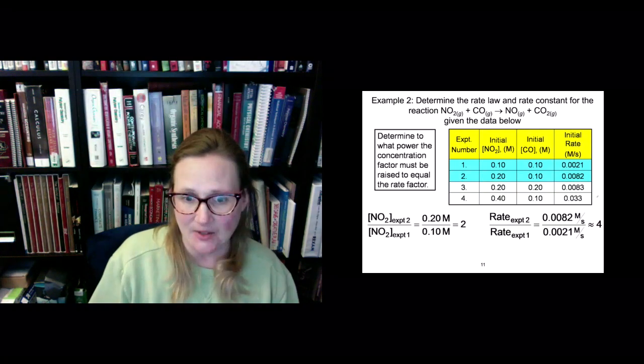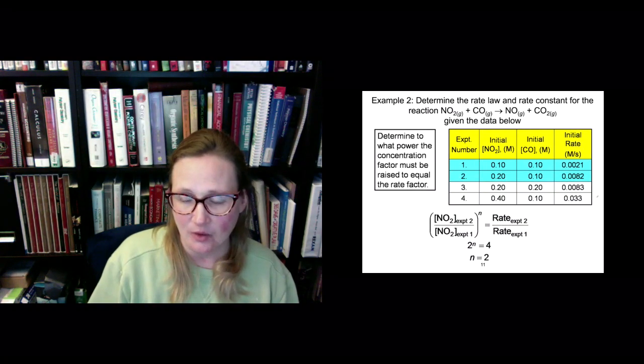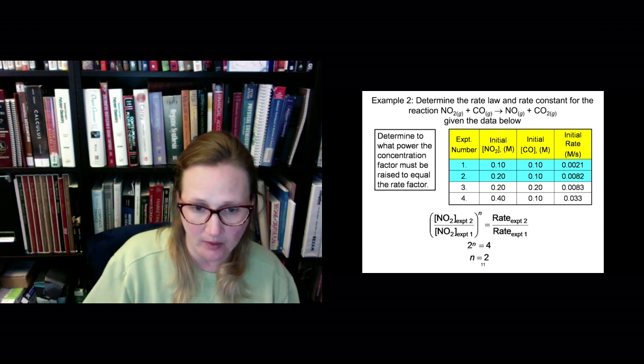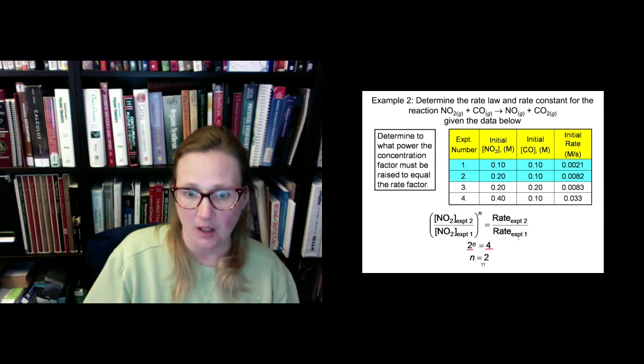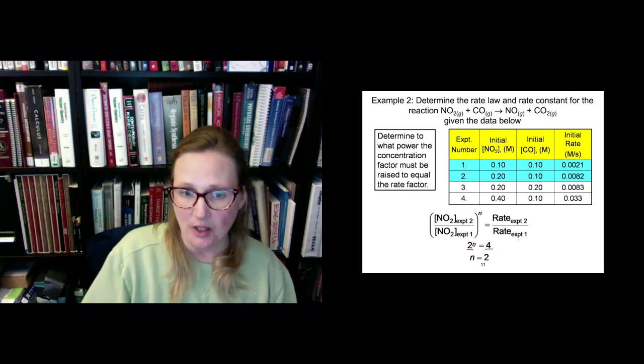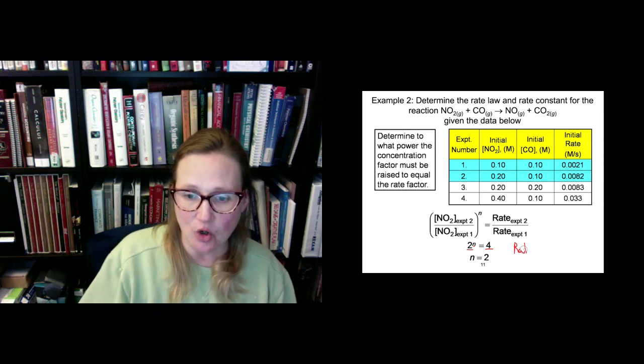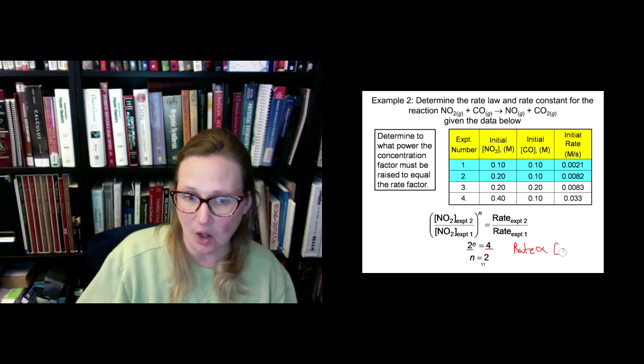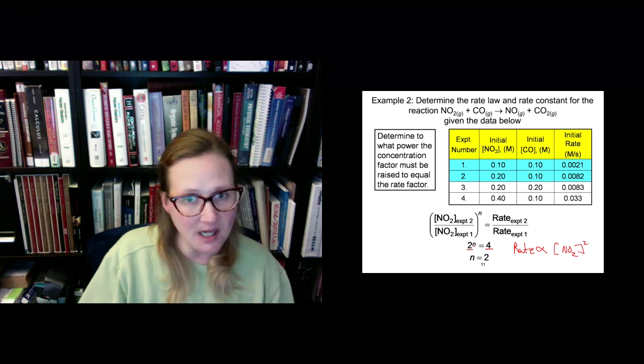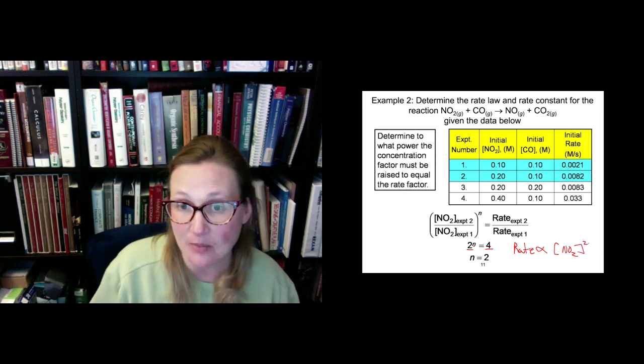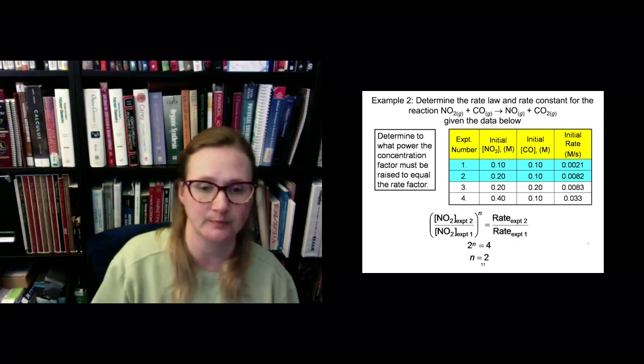Okay, and so that means then, so we're doubling, that's 2. So 2 to the n equals 4. So n here equals 2. So we can say that the rate is proportional to NO2 squared. All right, that's all we can say with those two experiments because we kept the concentration of CO constant.